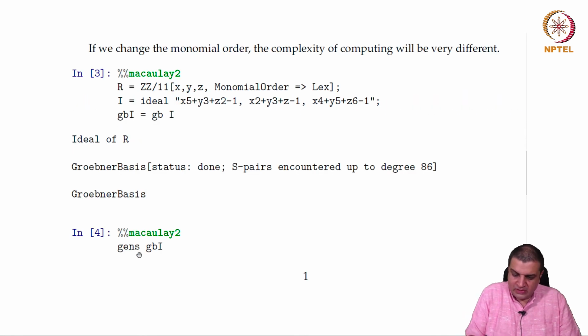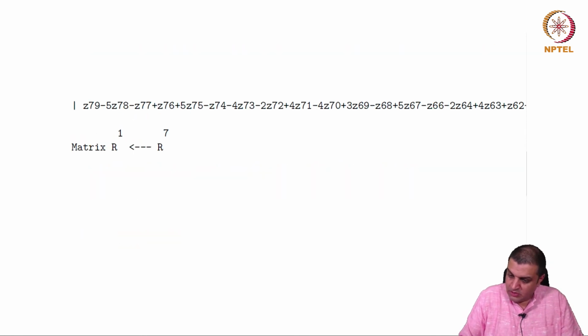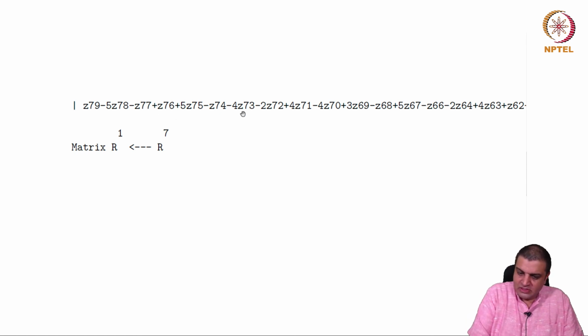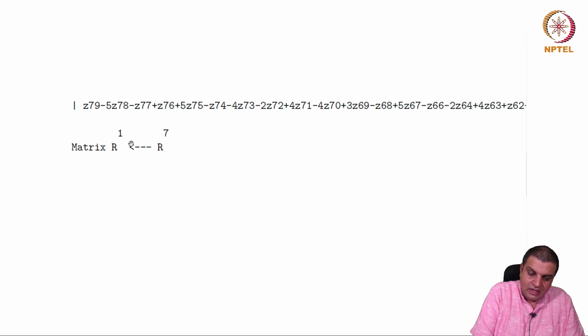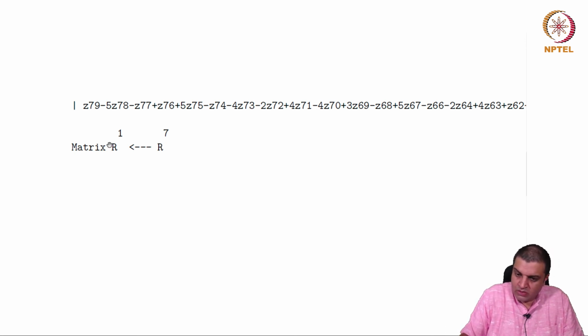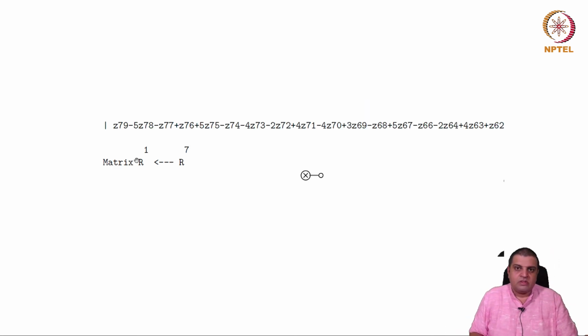Now we ask to show the output, and it is so big. Here this is degree 79. It starts with z to the 79, z to the 78, z to the 77. There are 7 generators first of all in that thing, and it's just very long. So this is the end of this lecture.